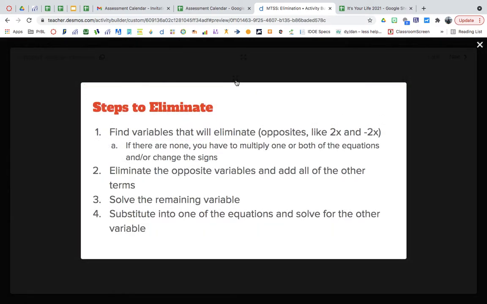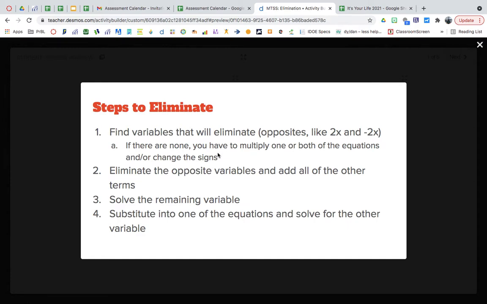Your steps to eliminate. First thing you have to do is find some variables that will eliminate. So in a nice, easy equation, you'll have opposites already, like a 2x and a negative 2x. If there are none, you might have to multiply one of the equations to make the variables opposites and/or change the signs.